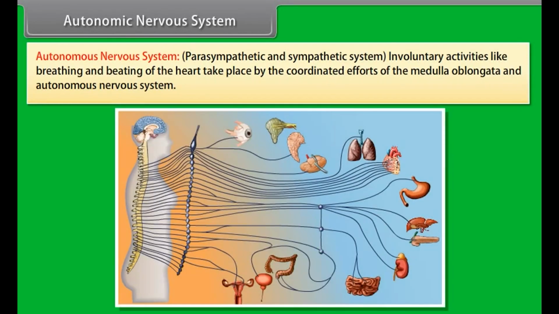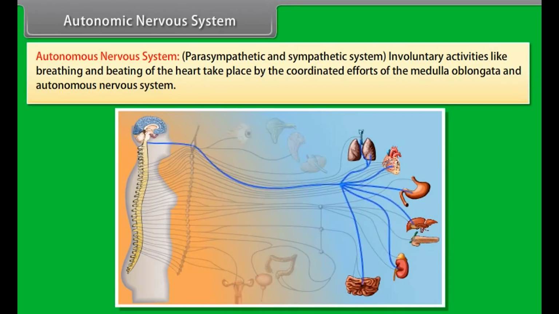Autonomic nervous system. Parasympathetic and sympathetic system. Involuntary activities like breathing and beating of the heart take place by the coordinated efforts of the medulla oblongata and the autonomic nervous system.